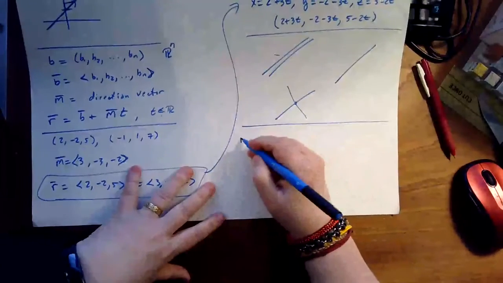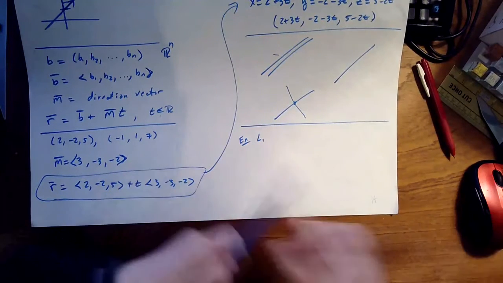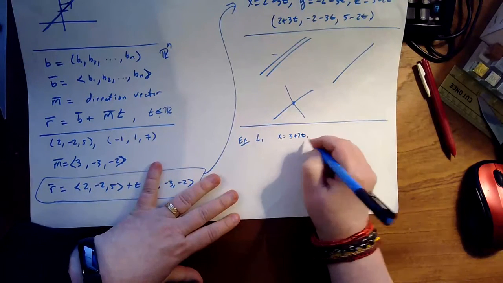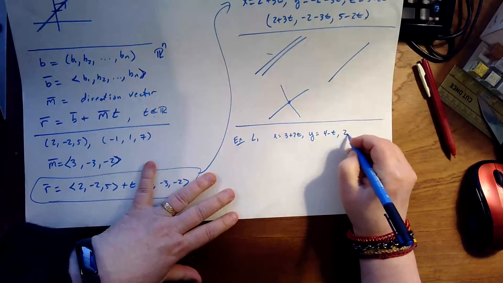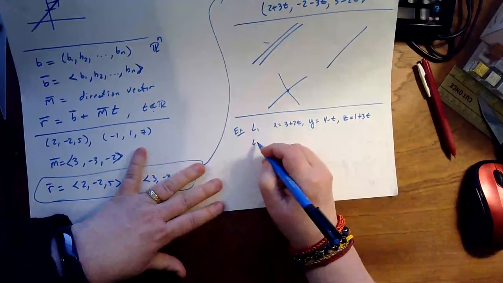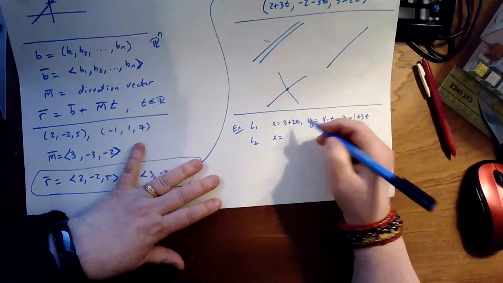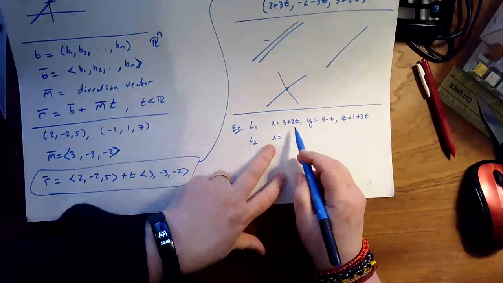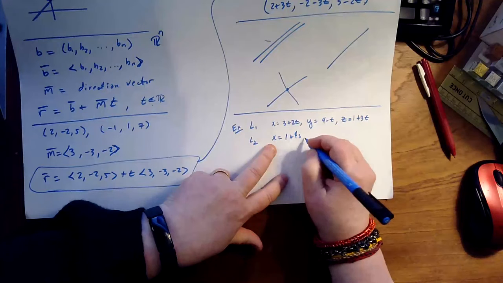So for example, let's say I have L1 where x is equal to 3 plus 2t, y is equal to 4 minus t, and z is equal to 1 plus 3t. And my other line is x equals, now I don't want to use t because I use t up here, and they're actually different lines, and their t's and their s's might be different, just their slopes are different. So I'm going to use an s instead of a t. So my x here is 1 plus 4s.